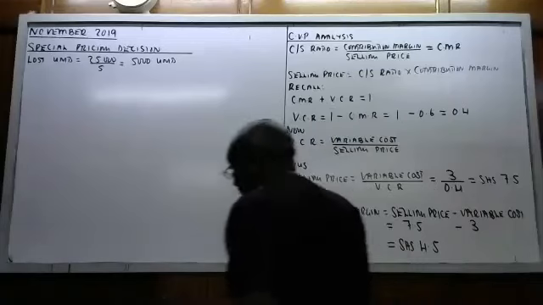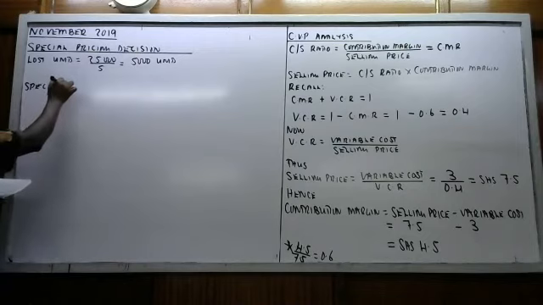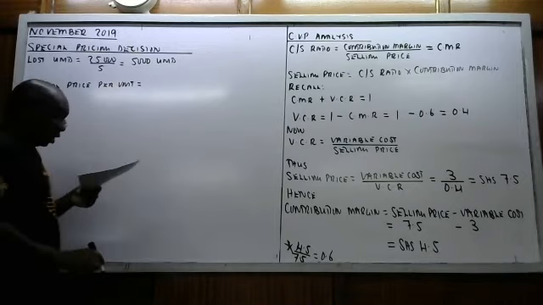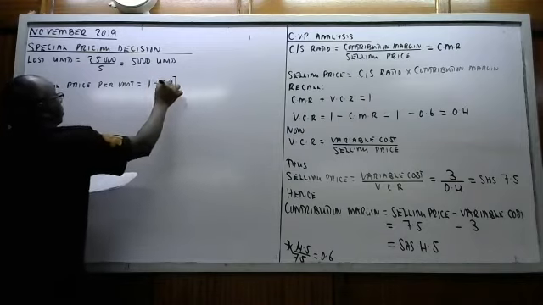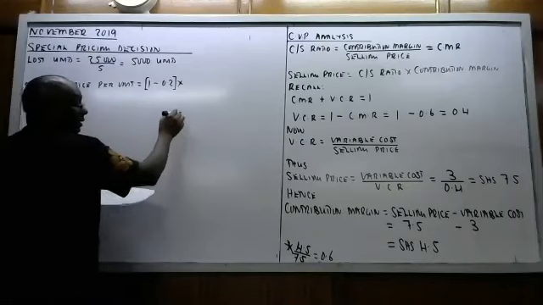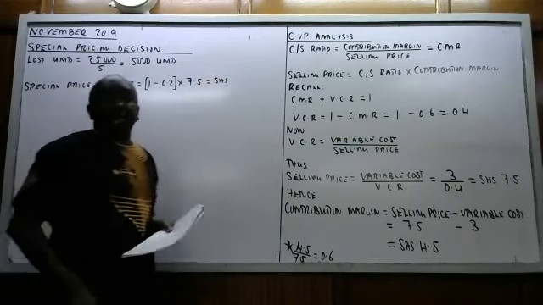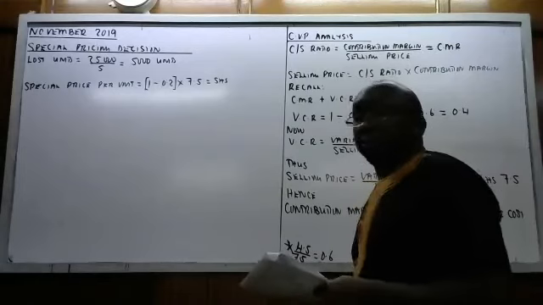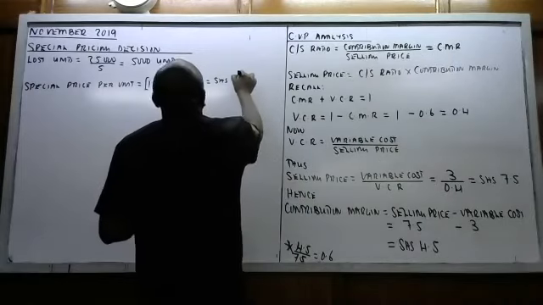So, special price per unit. These guys are saying they want to pay us 20% below. So it is 1 minus 0.2 multiplied by the normal selling price. The normal selling price is equal to about 7.5. So tell me, these guys are willing to pay us how much? 80% of 7.5. They are willing to pay us how much? $6. Good. So it is $6.